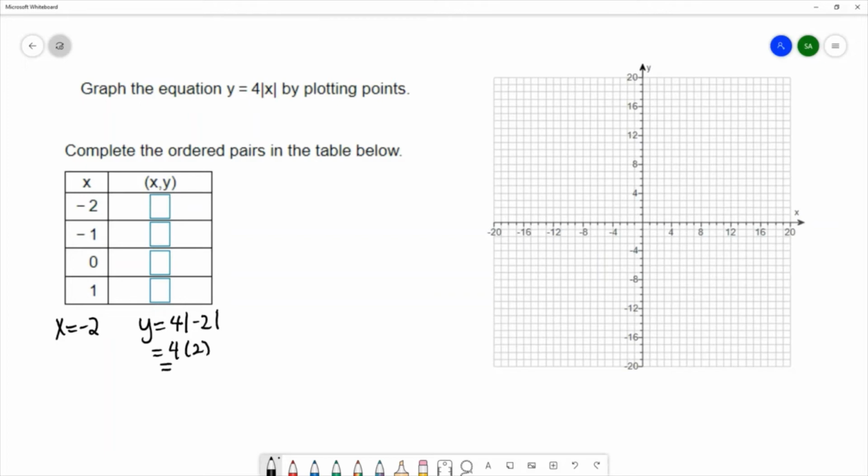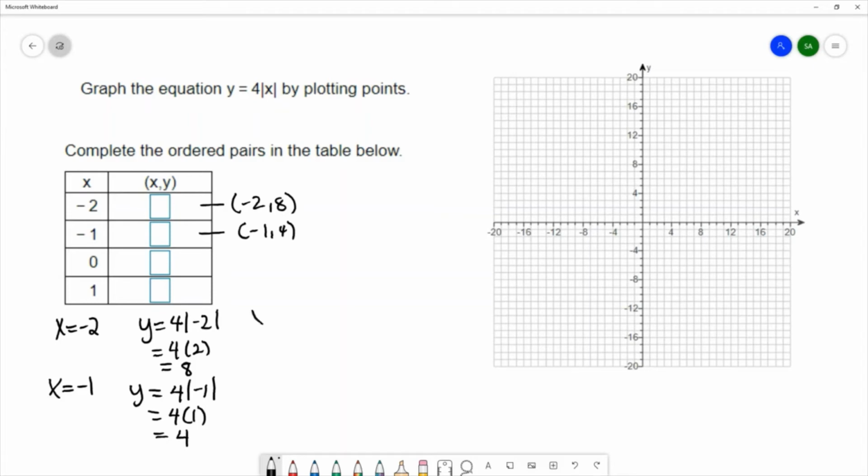And 4 times 2 is 8. So that first ordered pair is -2, 8. Then if x is equal to -1, y will equal 4 times the absolute value of -1. The absolute value of -1 is a +1, and 4 times 1 is 4. So our second ordered pair is -1, 4.